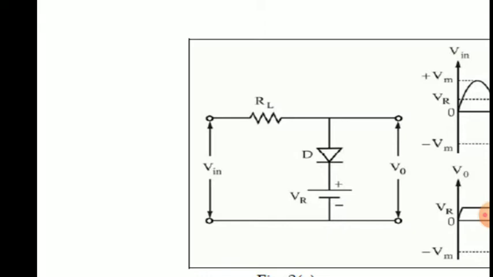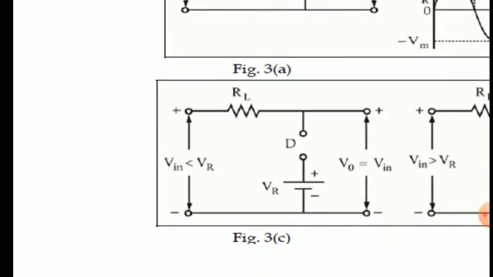So what happens to the PN diode junction, whether it is forward biased or reverse biased? VP is less than VN and N is connected to the positive terminal. So here it will be reverse bias. Replace it with the reverse bias equivalent circuit of this diode. Consider the diode as ideal. Then in case of reverse bias, the ideal diode will be open circuit.